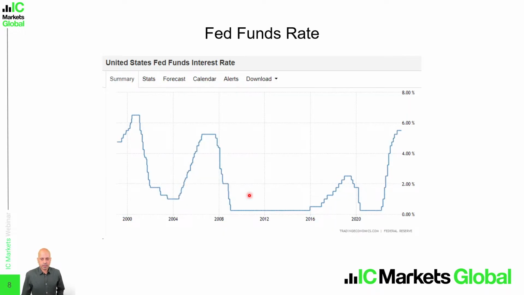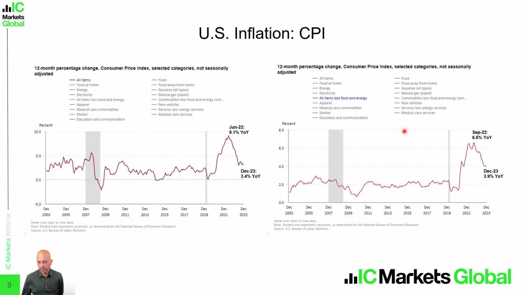Okay, so we'll just start off with the Fed, of course. The Fed has kept its Fed funds rate at 5.25 to 5.5%, so the upper bound is set at 5.5%. With inflation retreating quite steadily, on the left I have the chart for headline CPI, and on the right I have the chart for the core CPI.